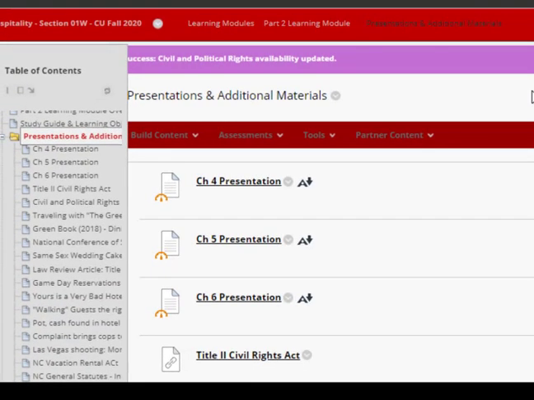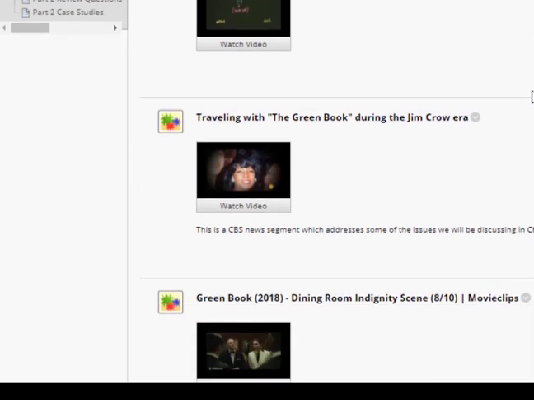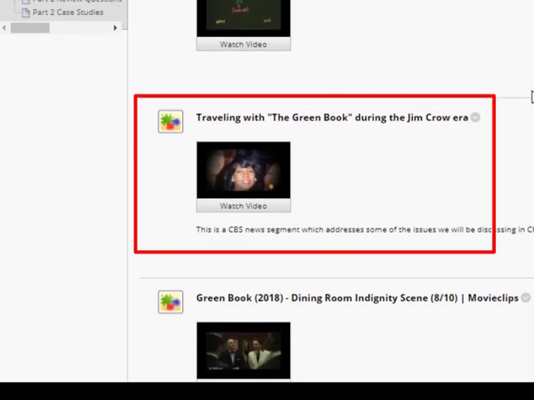By the way, that clip is from a movie called The Green Book. The title refers to a guide put together to show African Americans traveling through the South during the Jim Crow era where it was safe to eat or where they might find a hotel to stay for the night. I included an excellent 60 Minutes piece on The Green Book in your additional materials, and I encourage you to spend a few minutes watching that video.